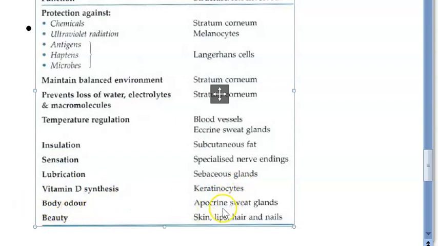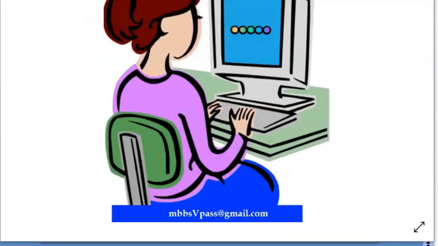Body odor, is that a function? This is the apocrine sweat. Sweat glands contribute to body odor, interestingly, and beauty. When they talk about hair and nails, these are skin appendages. Skin and its appendages: when they mean appendages, they mean hair and nail. Great, guys. So you have looked at the functions of skin in so many ways.